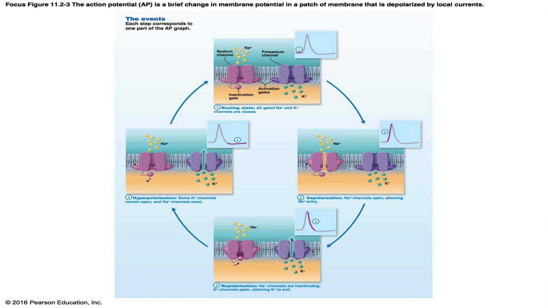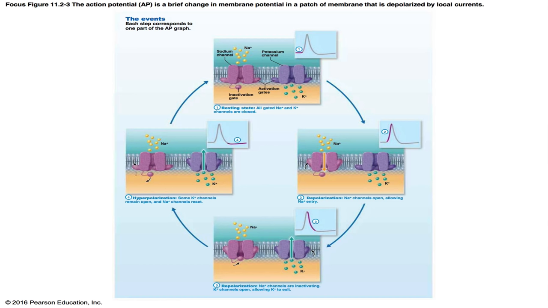And what's happening in this step is that this inactivation gate comes and plugs up the sodium ion channel. And when this happens, sodium is not able to enter anymore. At the same time, the potassium voltage-gated ion channel opens up and potassium starts to leave. So as the potassium is leaving and the sodium is not entering, the voltage starts to drop back down to the resting membrane potential. Then finally, in the fourth step, when you look at this graph over here, we can see that the voltage continues to drop below that of the resting membrane potential.